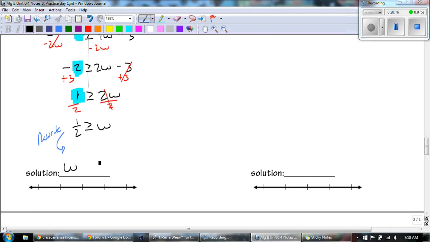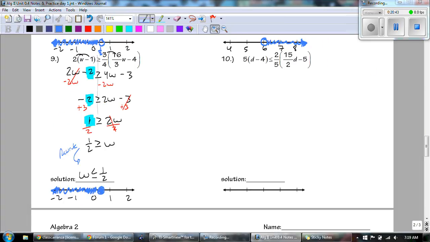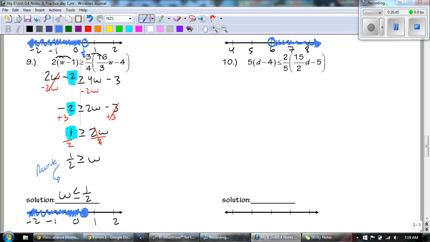So when I rewrite it, I'm just going to write it down here. The inequality is pointing at the W, so I want to make sure it is still pointing at the W. And then we got 0, 1, and 2, negative 1 and negative 2. It's at 1/2. It is closed. Make sure we can clearly tell if it's closed or not, and then do your shading. Okay? So, number 10, you guys are all on your own. Pause the video, and good luck.